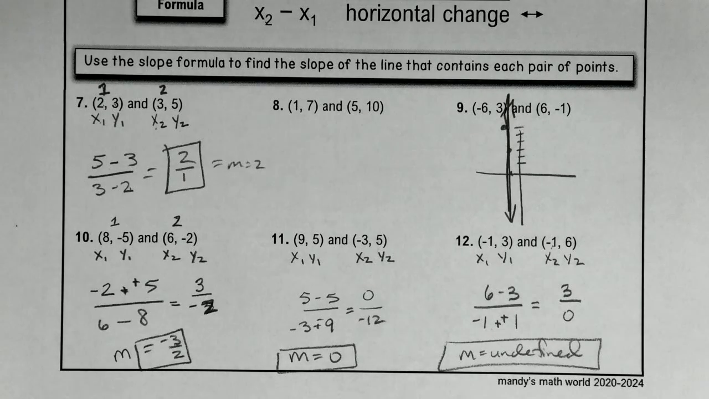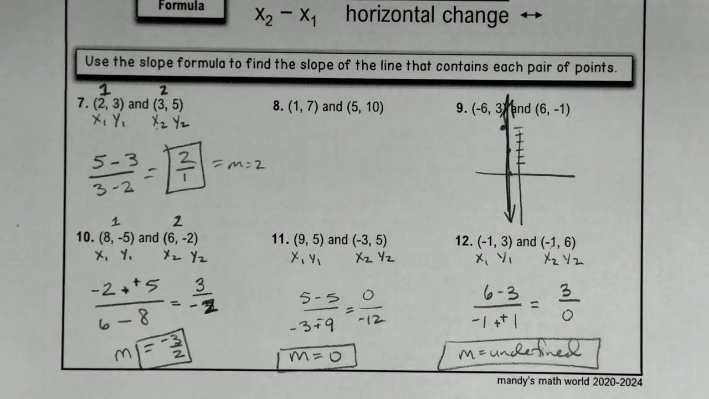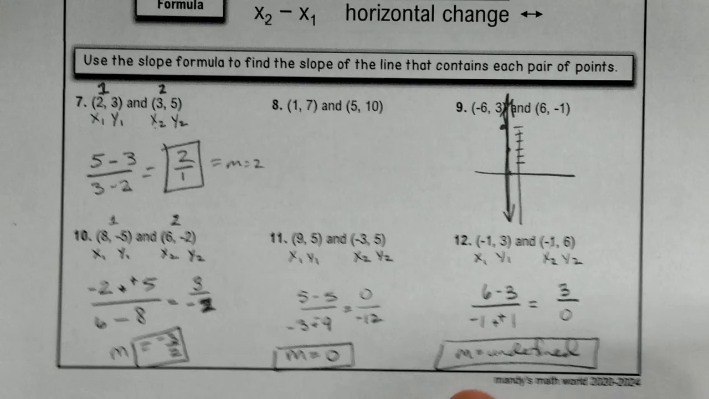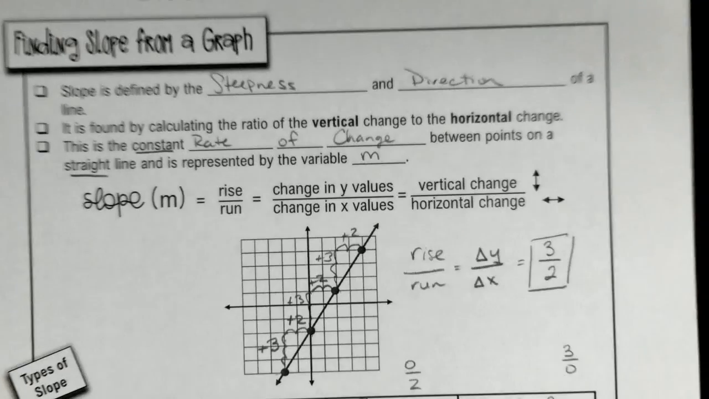Okay, so slope is rise over run, or the change in y's over the change in x's. Right? y2 minus y1 over x2 minus x1. Okay, the direction and the steepness of the graph is what we define as the slope.